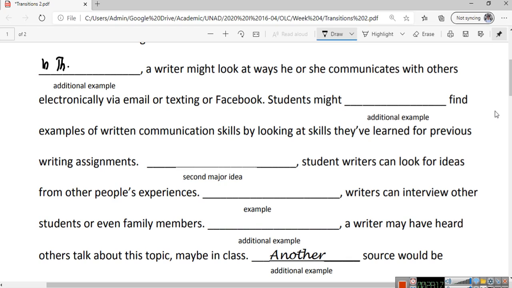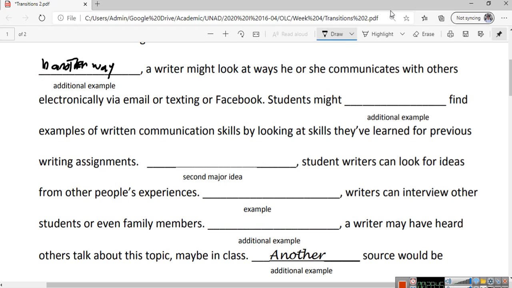Wait. Another. Sorry. In another way. In another way, I'll write in my look at the way he or she communicates with others electronically via email or texting or Facebook. That sounds very good. So we're gonna leave it like that.